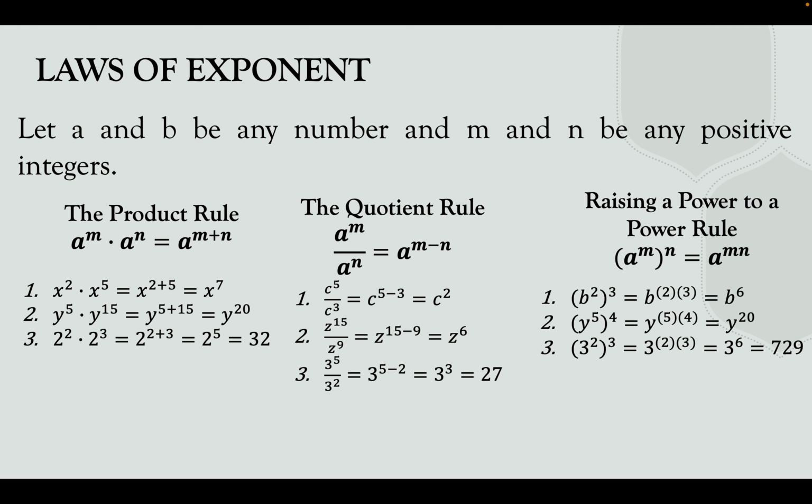3 raised to 2, raised to 3. We have 3 raised to 2 times 3, so we have 3 raised to 6. 3 times 3 times 3 times 3 times 3 times 3, we have 729.